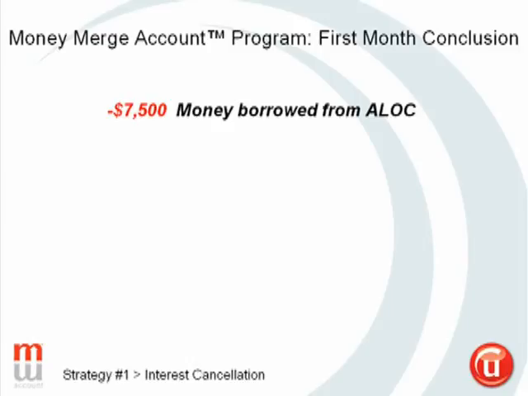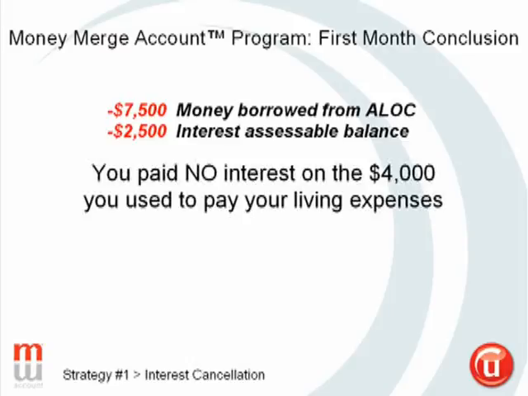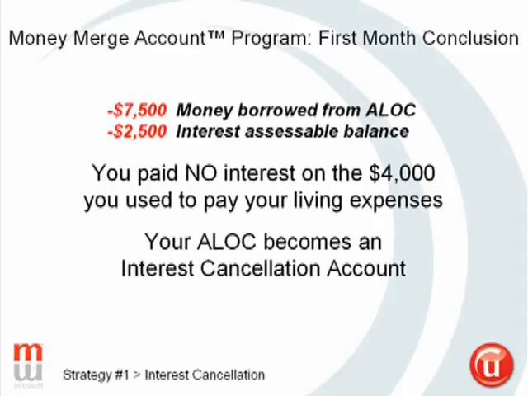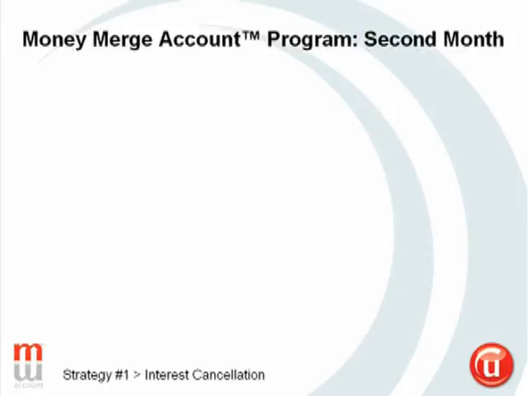But let's see what this really plays out like. John and Rebecca Jones borrowed $7,500 of the bank's money. The bank, in turn, could only charge them interest on $2,500, not because of an agreement between John and Rebecca Jones and the bank, but because of how John and Rebecca Jones used the account, how they utilized the power of interest cancellation. What this means, then, is that if the bank can only charge them interest on $2,500, the $4,000 that they used to pay their living expenses, they paid no interest on that money. That means that the ALOC actually became the interest cancellation account. And again, not by an agreement with the lender, but solely by how John and Rebecca Jones utilized that account with the promptings of the Money Merge Account coaching system and software.